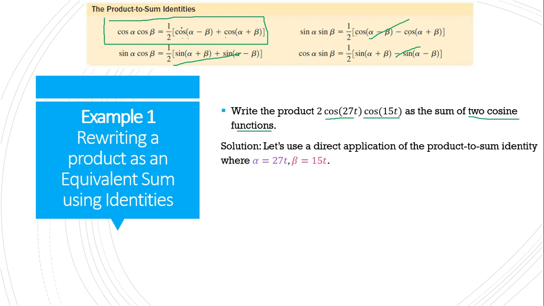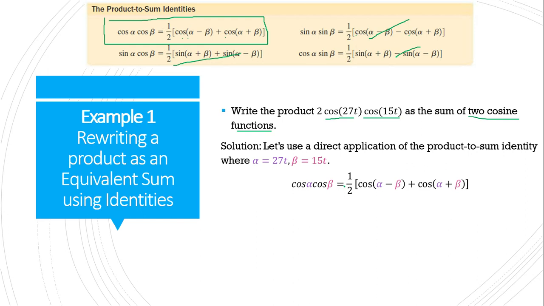So to get us started, we're going to use a direct application of the product-to-sum identity. And now notice that this comes first, like cosine times cosine, cosine of alpha times cosine of beta. Alpha is clearly going to be 27t, and beta is going to be 15t, just because this is the first angle that pops up and this is the second. So just rewriting cosine alpha times cosine of beta is equal to 1/2 times the quantity of cosine of alpha minus beta plus cosine of alpha plus beta. Just rewrote that guy, threw some color on it.